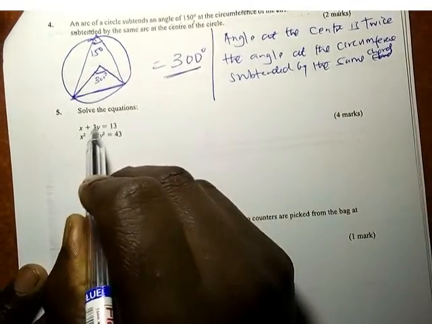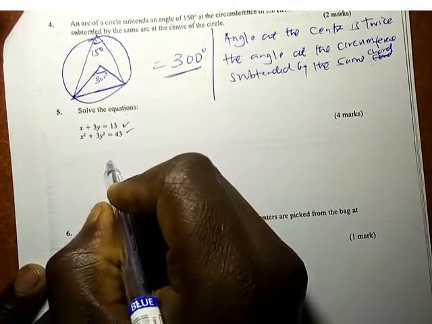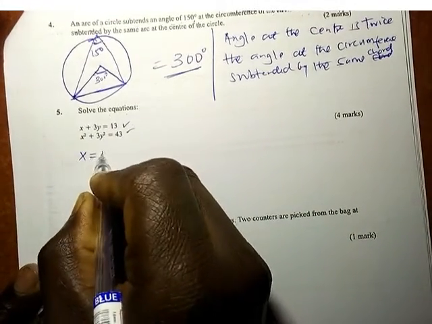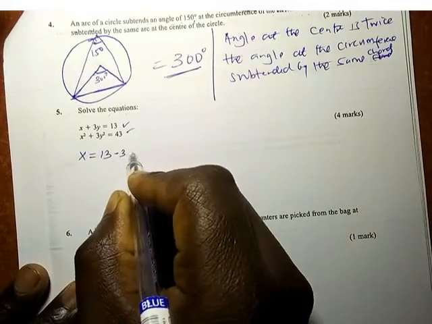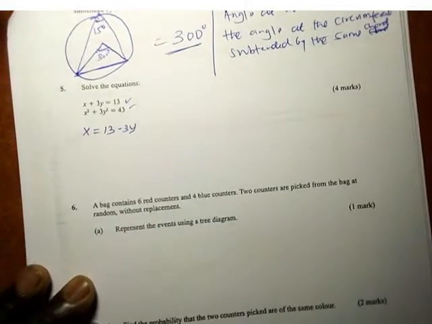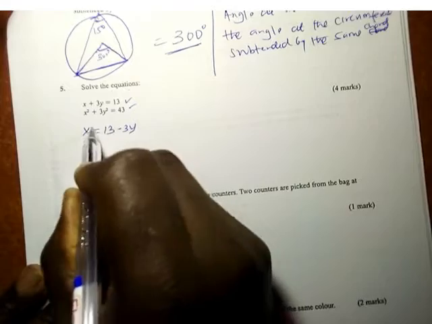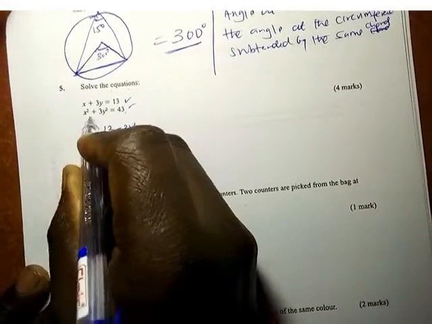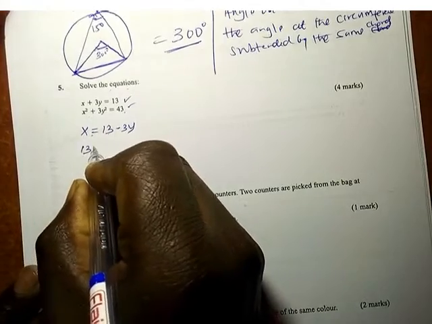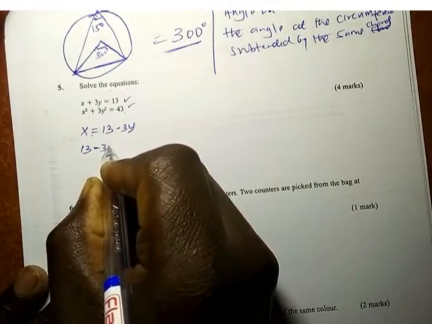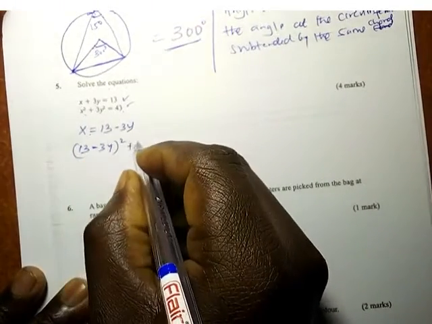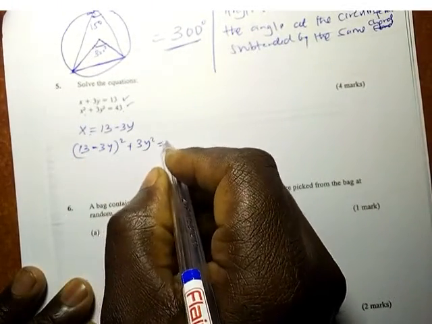Solve the equation. So we have two equations. What we do, we make the first one the subject of the formula. So we say x is equal to 13 minus 3y. So we substitute this value in the second, where there is x we put this. So here for x squared, we are going to have (13 minus 3y) squared, that is standing for x, and then plus 3y squared equal to 43.